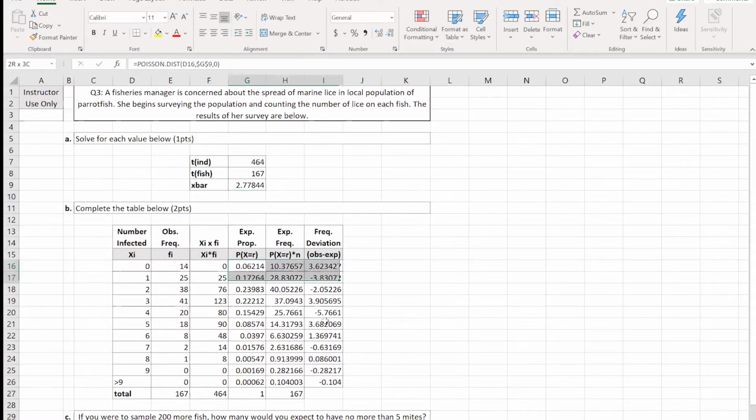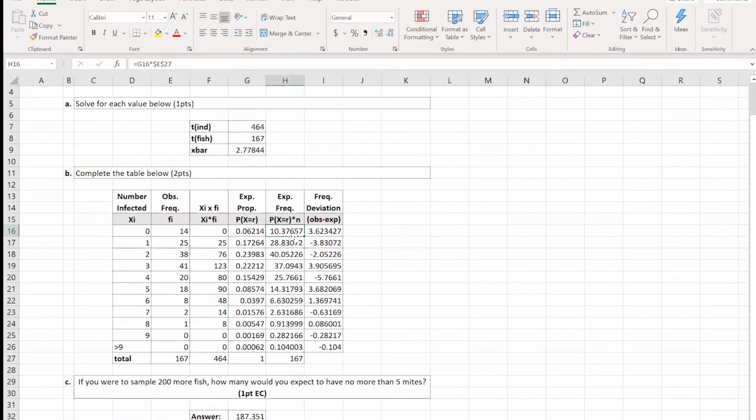Filling in the table is very similar to using the binomial distribution. We use Poisson distribution instead with xi, x bar, and 0 or 1, but in this case we'd use 0 for all of these because we don't want cumulative probabilities. Expected frequency is just the expected proportion times n, and the frequency deviation is the observed frequency minus the expected frequency.